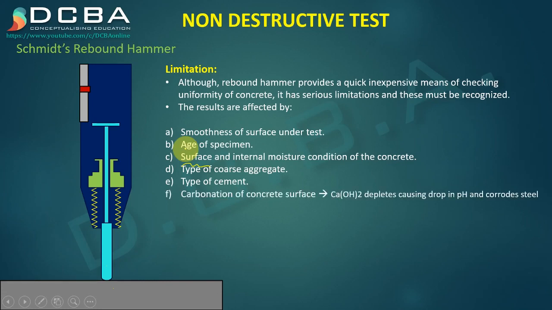Carbonation of concrete surface. Carbonation is a term that you may not have heard before this. It is basically the carbon dioxide in our air and the water in our concrete. When they mix together, they form carbonic acid. That carbonic acid reacts with calcium hydroxide inside the concrete and forms calcium carbonate. So basically what happens is the calcium hydroxide gets depleted, since it is reacting with carbonic acid.